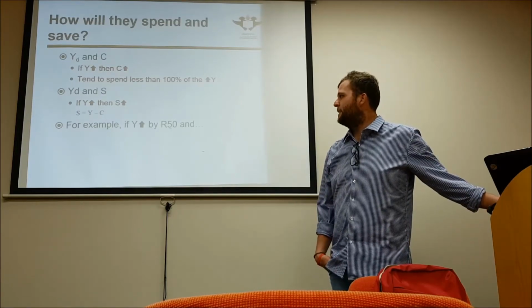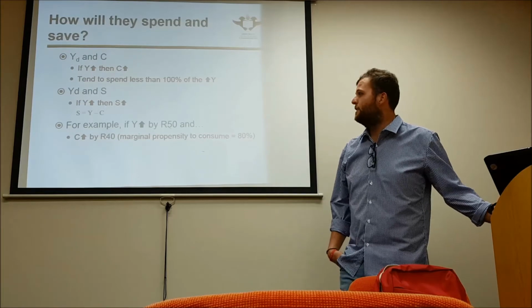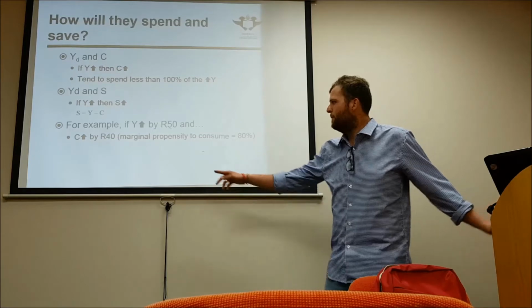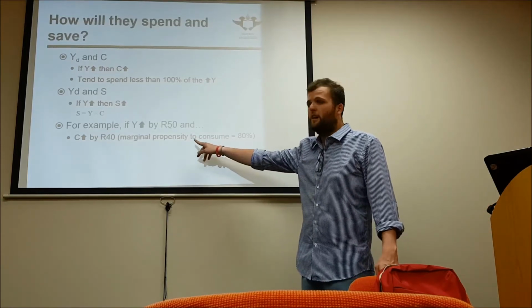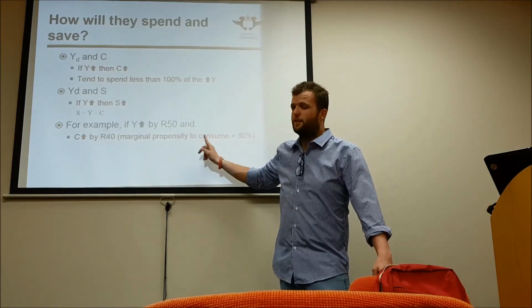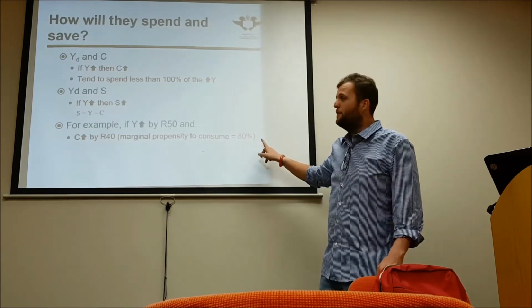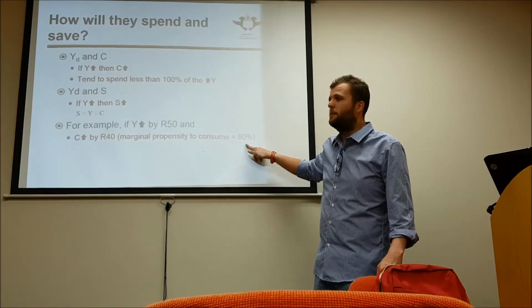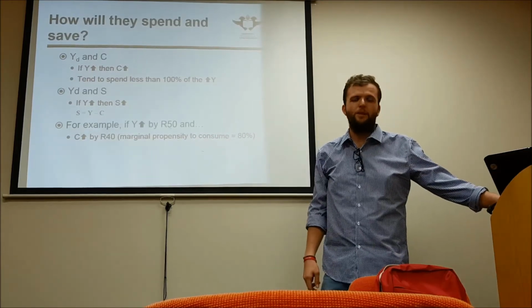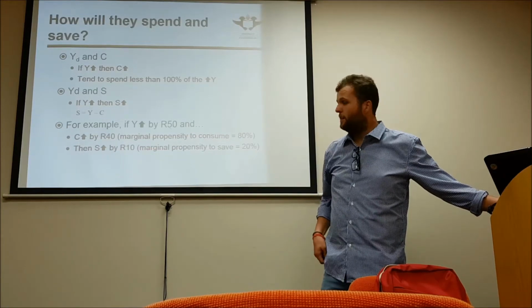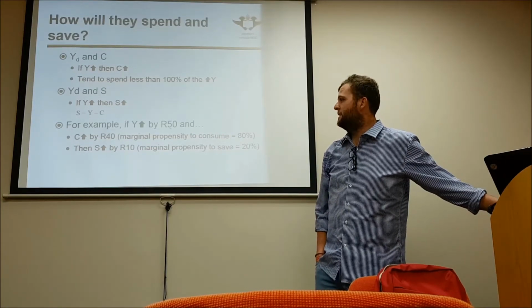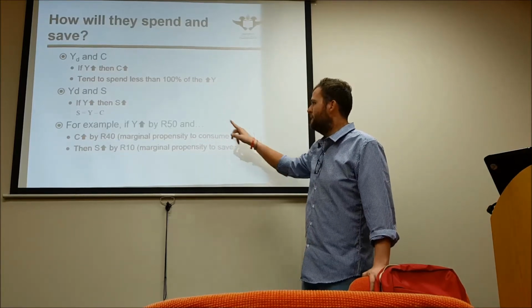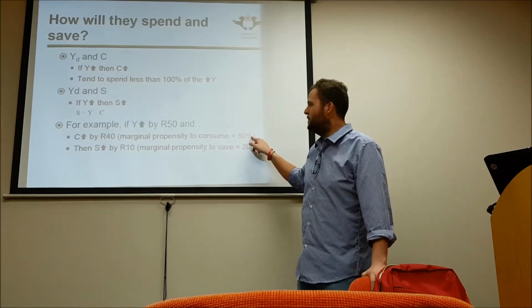If you get 50 Rand extra income, you will consume 40 Rand and save 10 Rand. So your marginal propensity to consume, or like I like to call it, the willingness to consume, is 80%. For every 1 Rand extra you earn, you will spend 80%, that's 80 cents of that 1 Rand. And how much will you save of that 1 Rand? 20 cents, okay? So that is 20%. So you can say, okay, what's 80% of 50? That's 40 Rand. And what's 20% of 50? That's 10 Rand. So together they should equal the 50.